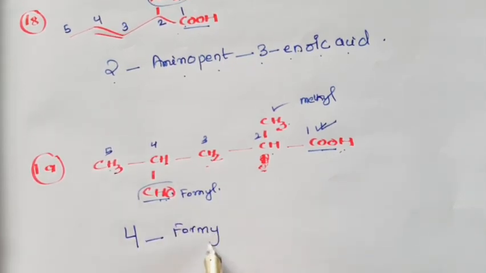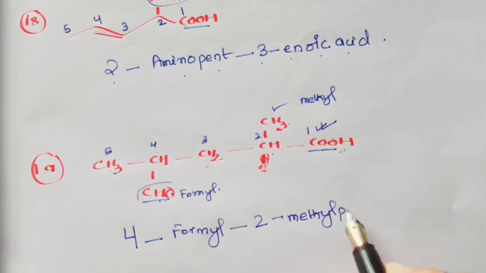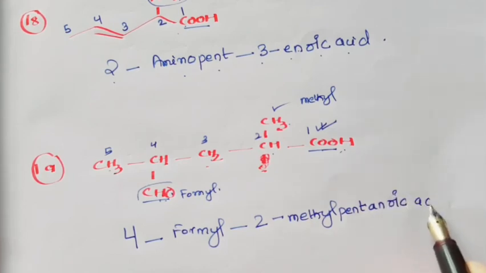formyl. Okay, then there is one more methyl, what is its position? It is at 2, right? 2-methyl, then 5 in a chain, so pent, all single bond, so an, right? Again oic acid, E will drop, so we'll write oic acid.